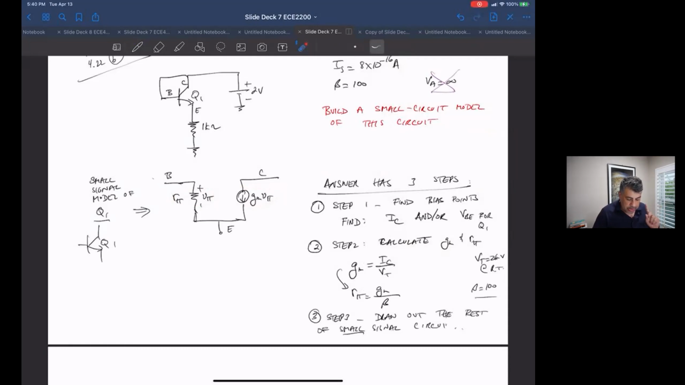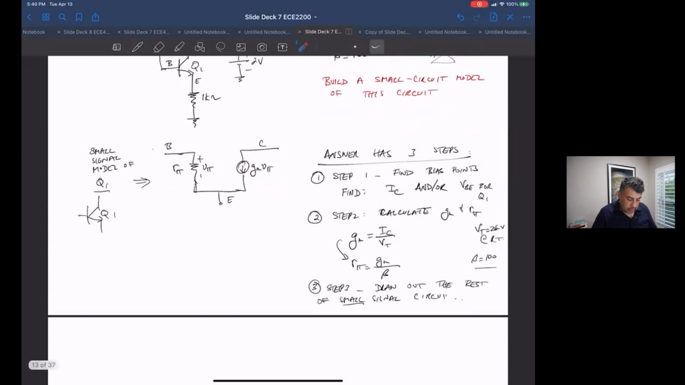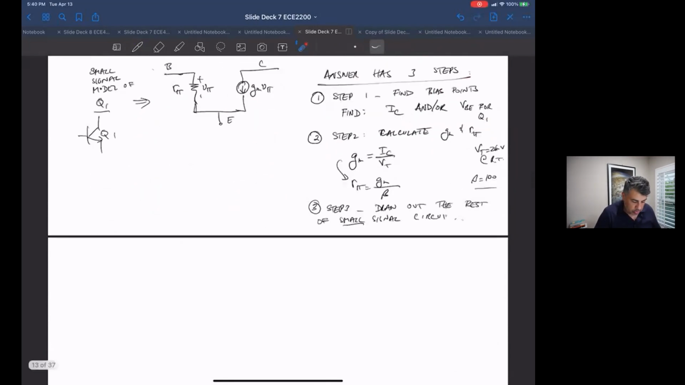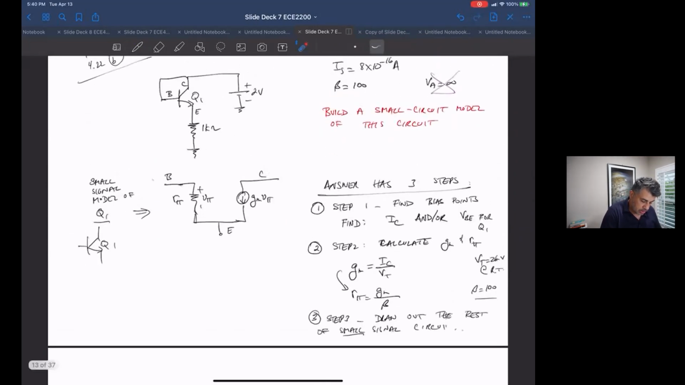So let's do step 1, which is probably the majority of what I'm going to spend the time on, okay? So we've got to figure out, this is our circuit, okay? And we've got to figure out what I sub C is, okay? So let me just copy and paste it. It's a little easier.